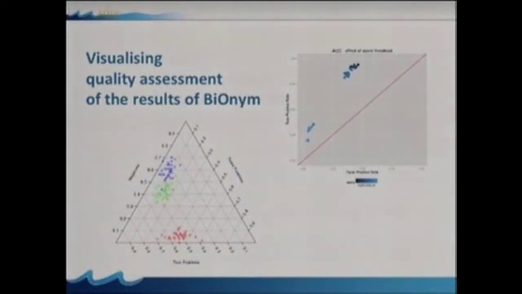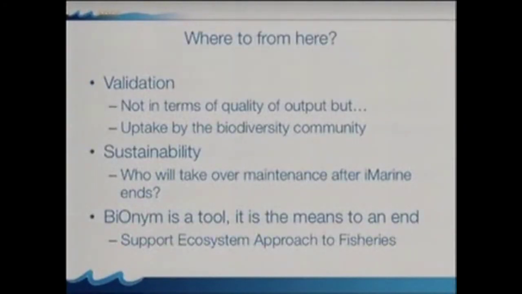If you want to then visualize and assess the quality of the results you get with BiOnym, you have plenty of options, because as we said, the system is producing results in standard formats which can be easily interpreted and used to produce graphs like this. You will see a ternary graph, also called de Finetti, and an AUC curve, which were plotted according to some of the results we had. So where do we need to go from here?